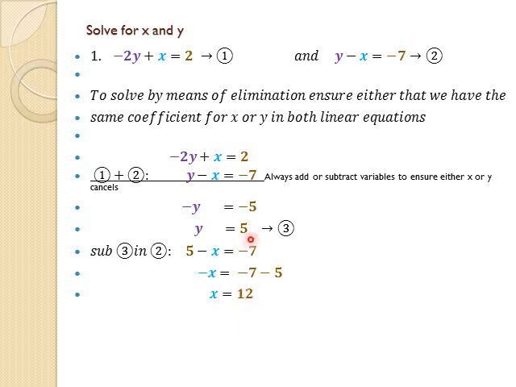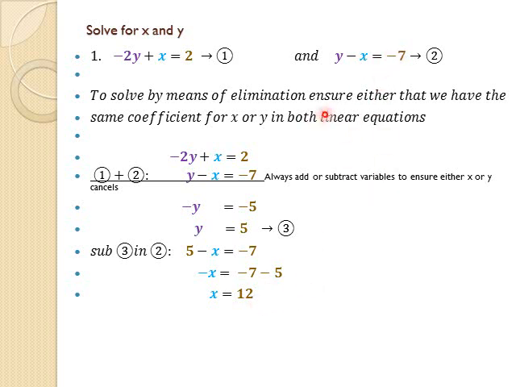Now I can test if my answer is correct. Negative 2 times 5 gives me negative 10, plus 12, and 12 minus 10 gives me 2. I can even check the other equation: if I say 5 minus 12, it will give me negative 7.